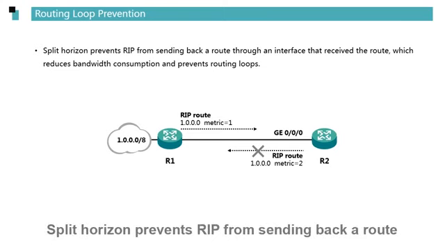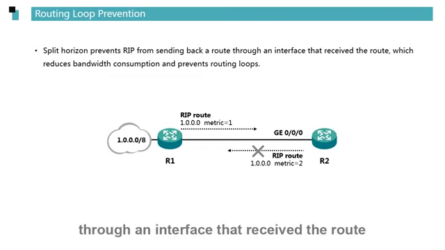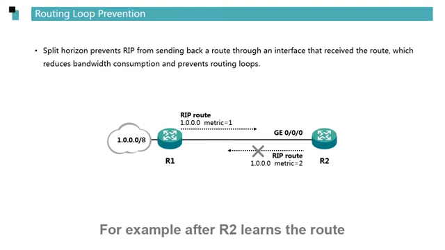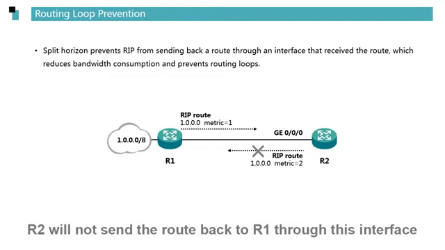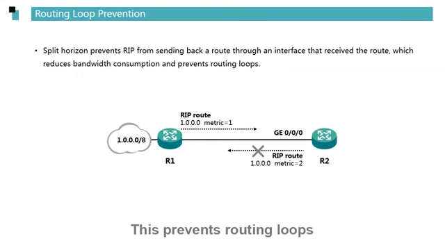Split horizon prevents RIP from sending a route back through the interface that received the route. For example, after R2 learns the route 1.0.0.0/8 from R1 through GE0/0/0, R2 will not send the route back to R1 through this interface. This prevents routing loops.